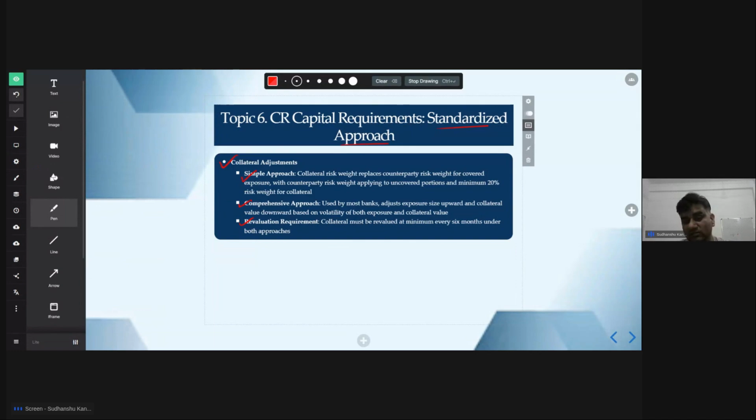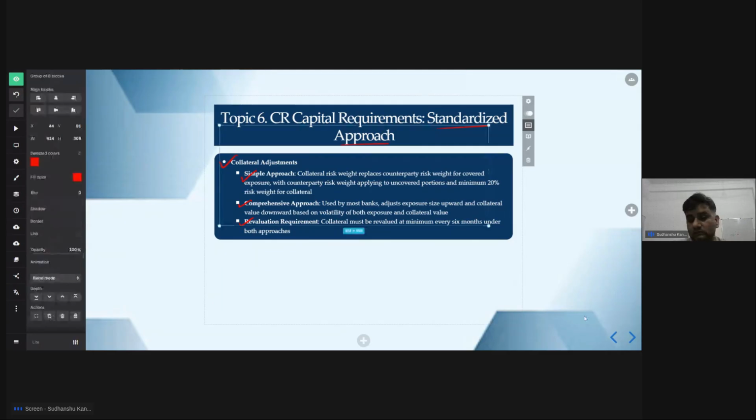Then we have the revaluation requirement. Regardless of approach, collateral must be revalued at least every 6 months. This ensures collateral values remain realistic and prevents capital understatement, right? So that we need to understand. Okay. Now, with this, let's go and do some questions, guys.